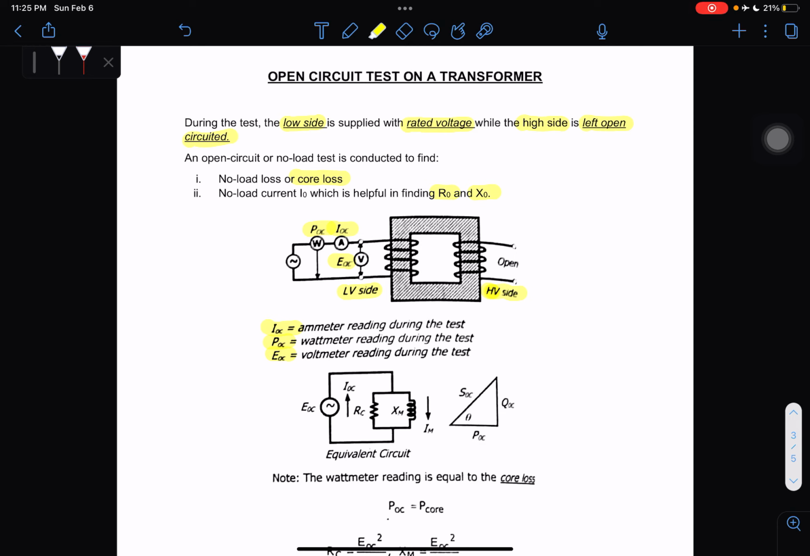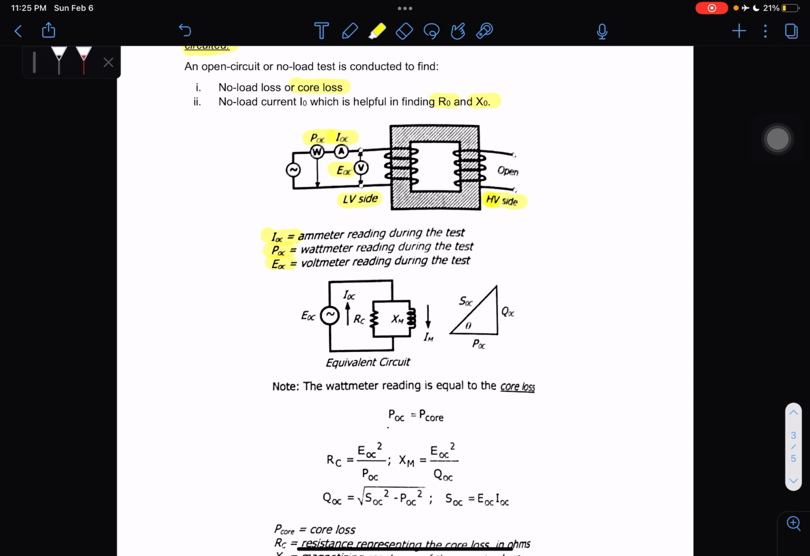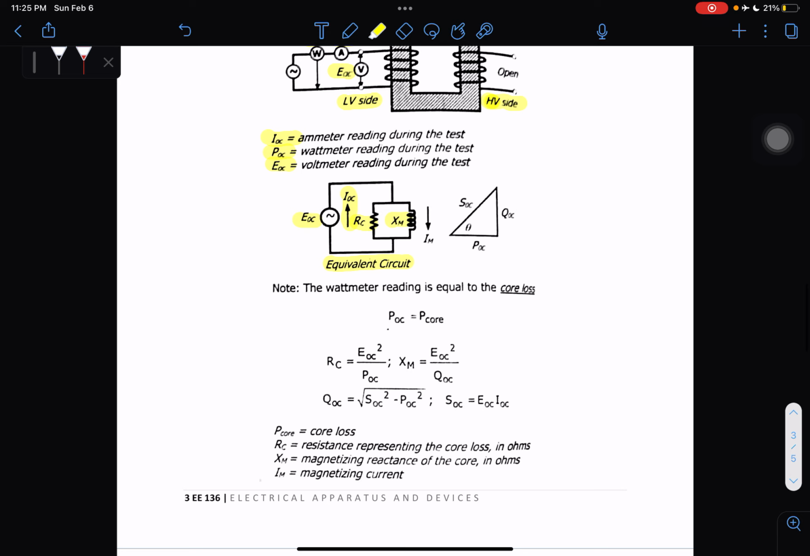So makita nato na if naka-open circuit test ta sa transformer. So we have here, on our circuit, the equivalent circuit diagram. We have the voltmeter reading, then the ammeter reading or the current, then RC, and we have XM. So ang RC na to is the resistance, so kabalo na ta ana, representing sa core loss, and our unit is always remember, unit sa atong R is ohms.